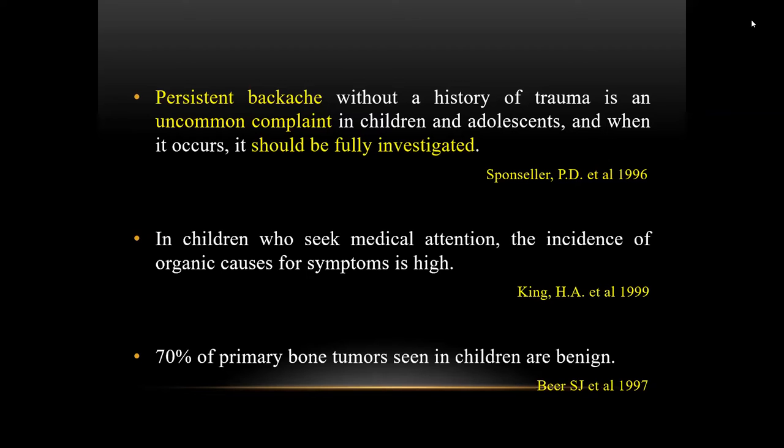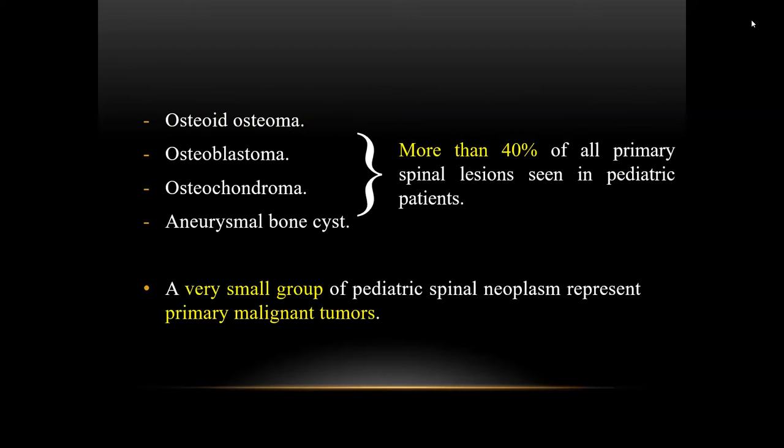70% of primary tumors seen in children are, thank God, benign. Mainly 40% of these comprise osteomas, osteoblastomas, osteochondromas, and aneurysmal bone cysts. A very small group of pediatric spinal neoplasms represent primary malignant tumors.